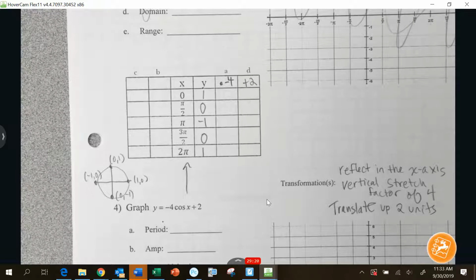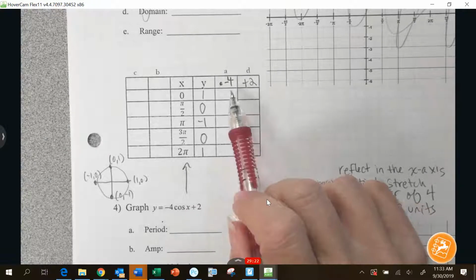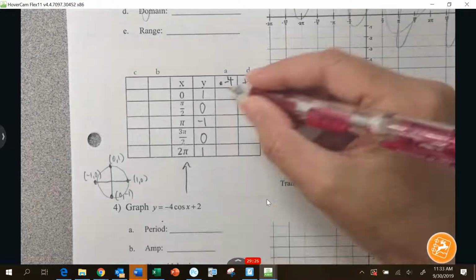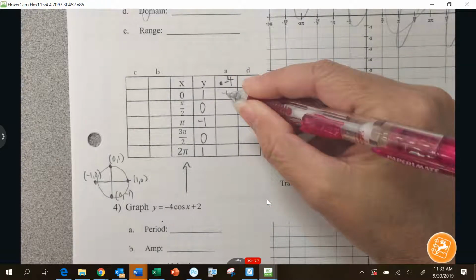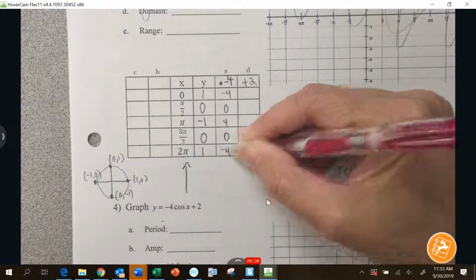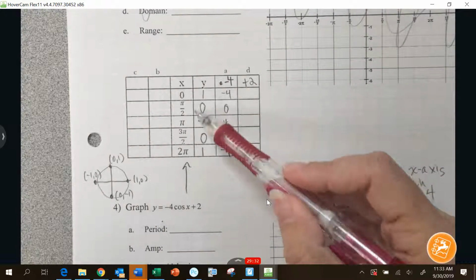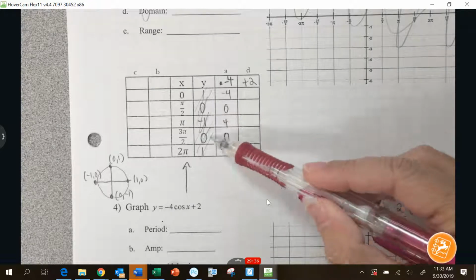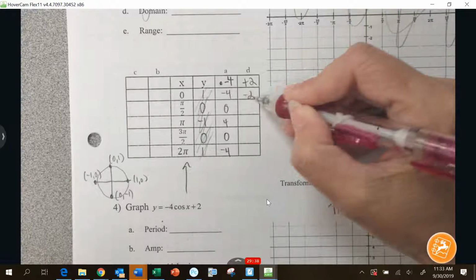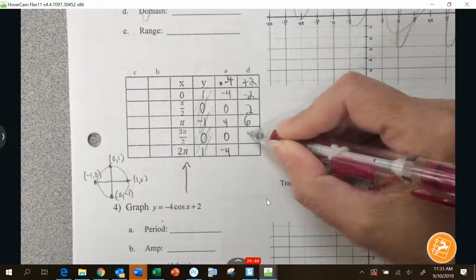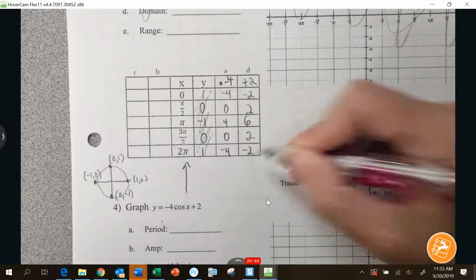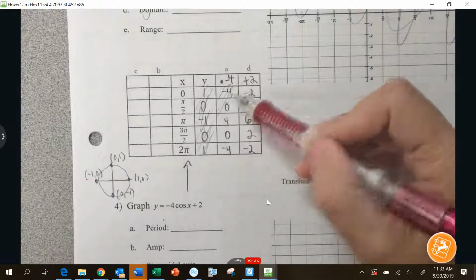It does matter. PEMDAS, right? So I knew what I was doing when I filled this out. I knew I had to put the multiplication first. Okay, so we'll multiply and we'll get negative 4, 0, 4, 0, negative 4. Then I don't use those ones anymore. I add the 2 to my previous column. So negative 2, 2, 6, 2, negative 2. And now I don't use the column with the 4s anymore.